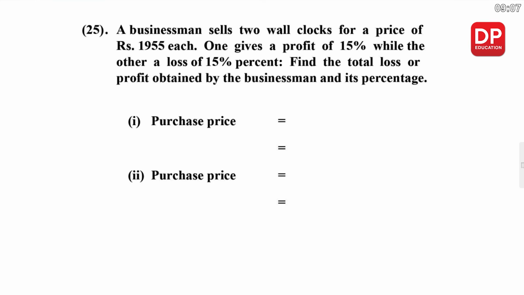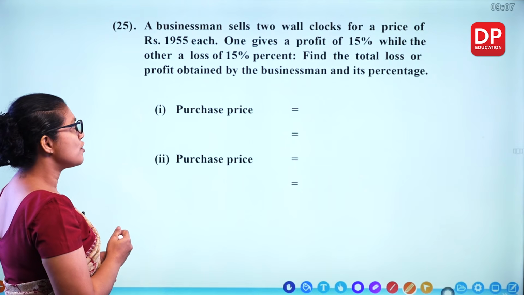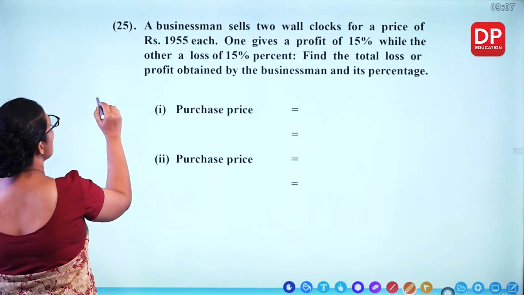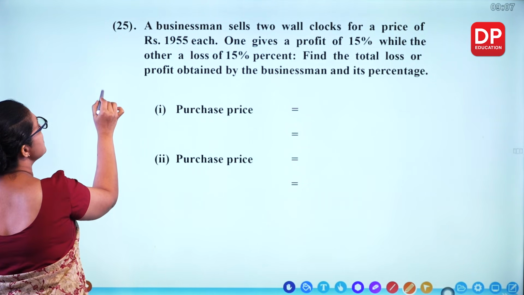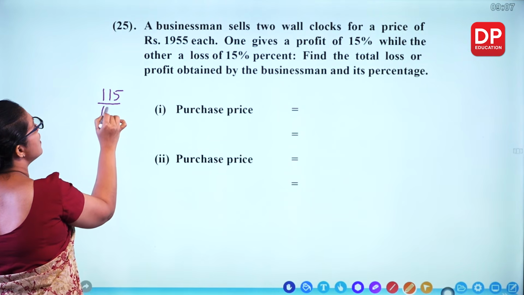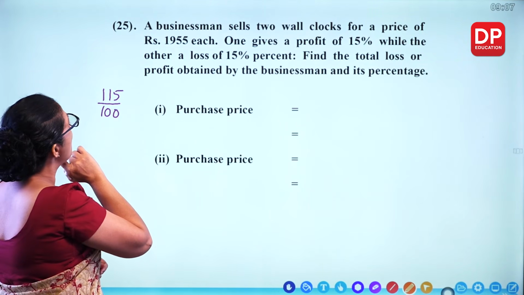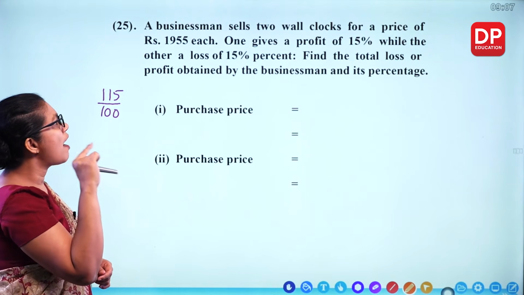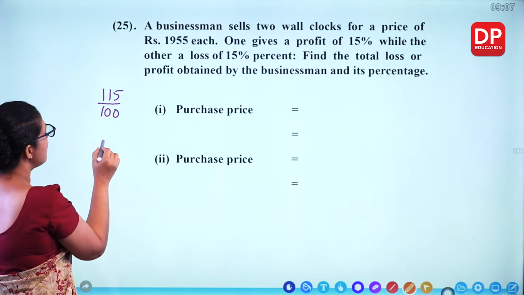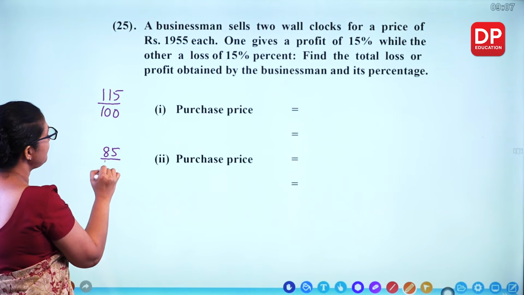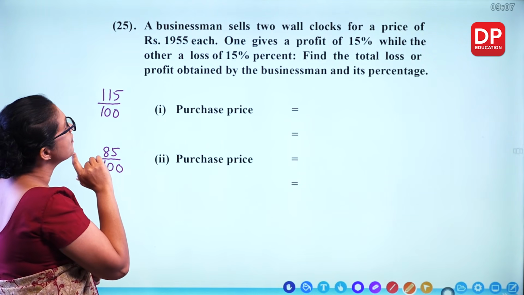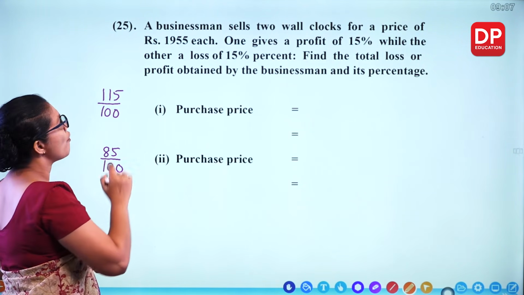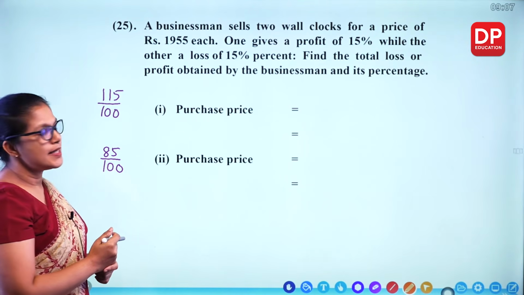Look at this one. A businessman sells 2 wall clocks for a price of 1,955 each. One gives a profit of 15%. So profit of 15% means 115 over 100. While the other has a loss of 15. Loss of 15 means 100 minus 15, 85%. Find the total loss or profit obtained by the businessman and its percentage.